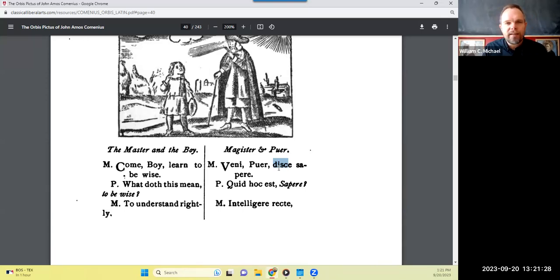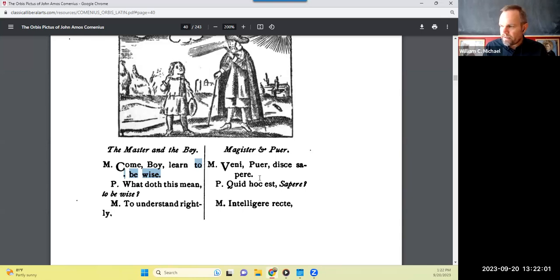So disce is the verb that means to learn. Okay, so a disciple is a person who learns. A student is a disciple. Disciple just means a learner. So the teacher says to the boy, hey, become my disciple, be my disciple. Disce, learn. And then he says, sapere. Sapere means to be wise. We see this whole phrase, to be wise. That's the translation of sapere, to be wise.